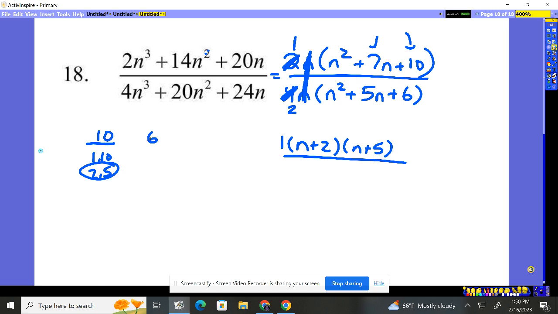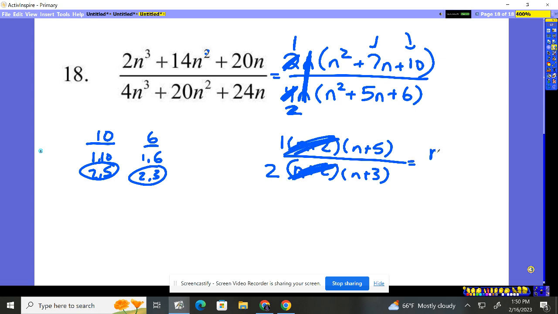The bottom has a 6. Factors are 1 times 6, 2 times 3. What's going to give me the 5? 2 and 3. So n plus 2 and n plus 3. Don't forget you have the 2 there. Okay, so we have a 2 times n plus 2 times n plus 3. Anybody else go? Yeah, the n plus 2 and the n plus 2.